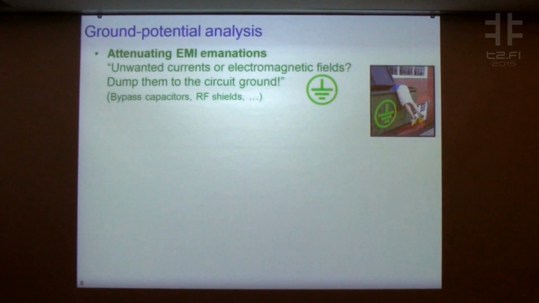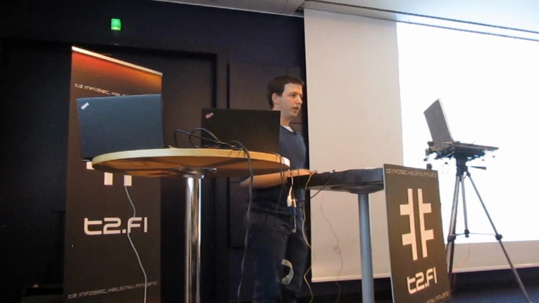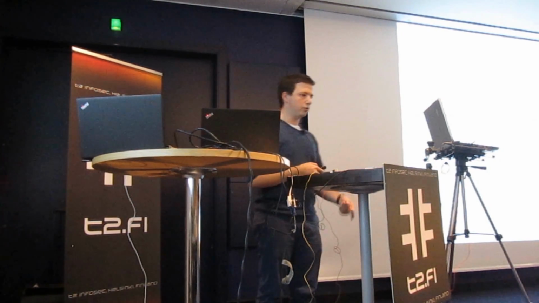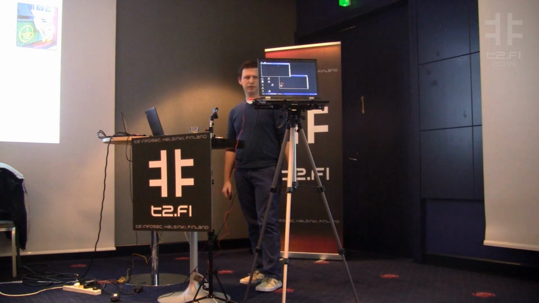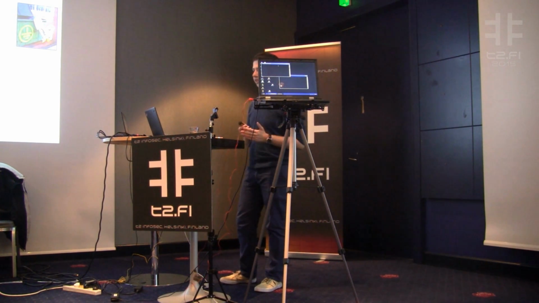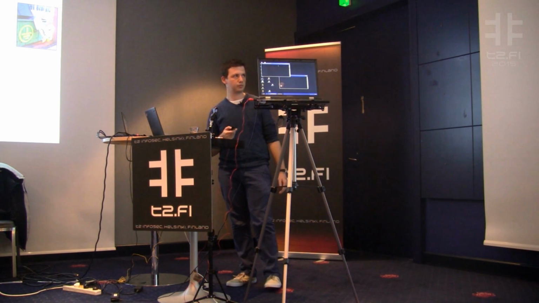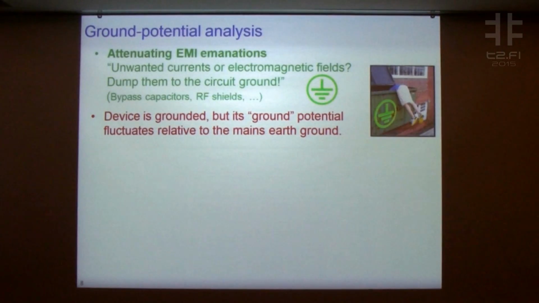So as cryptographers, it makes sense for us to go dumpster diving and see if we can find some useful signals in there. So here's the laptop, and it's grounded to its power adapter. So theoretically, the potential of the laptop's ground versus the main Earth's ground should be 0. But in practice, these wires are not ideal, so some potential builds up between the laptop ground and the main Earth's ground.